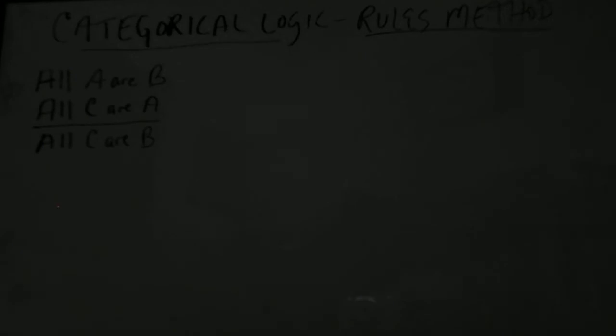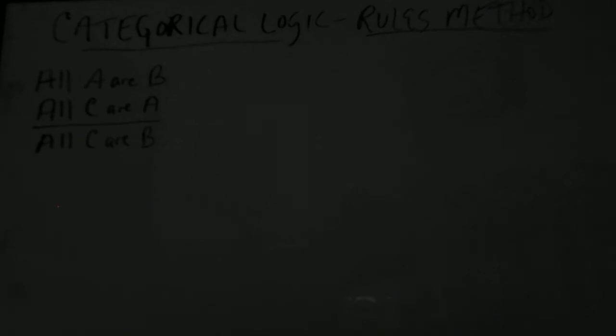And it explains to us that any valid categorical syllogism has to meet 5 basic rules. And if it meets all 5 of those rules, then we know that it's valid. If it violates even one of those rules, then we know that it's going to be invalid.